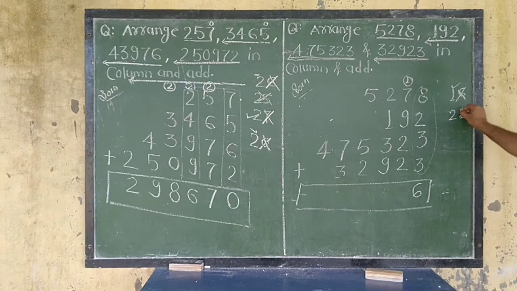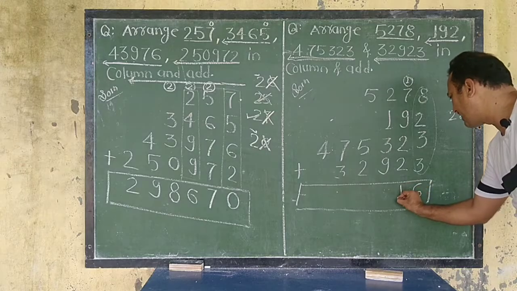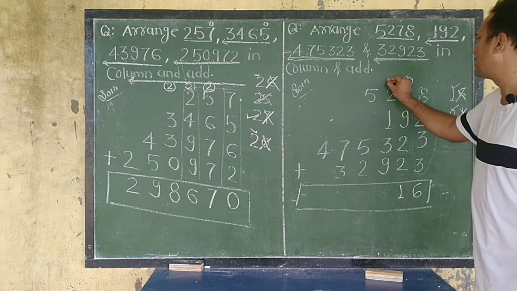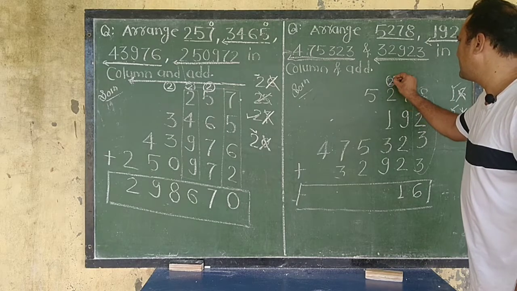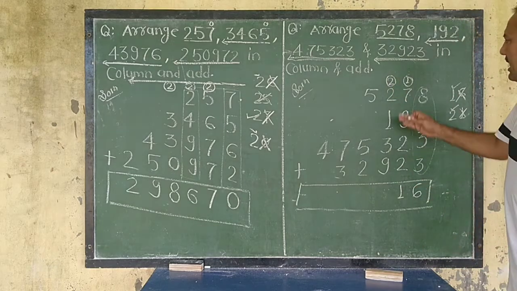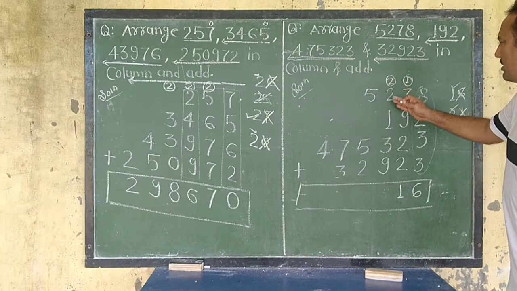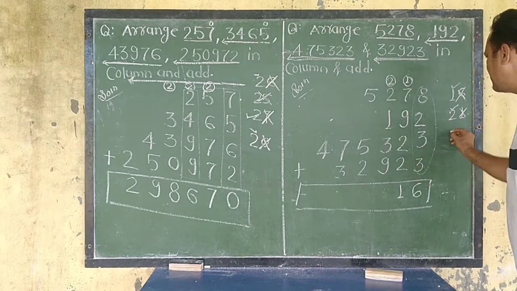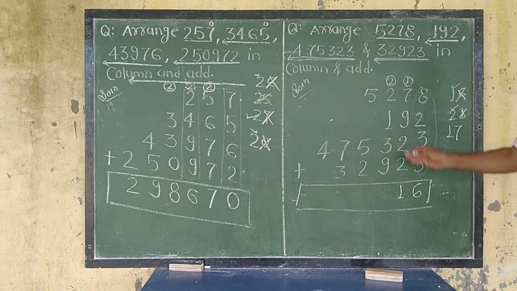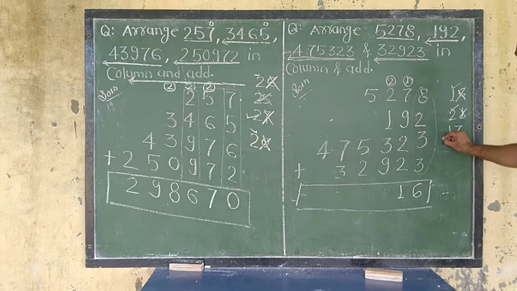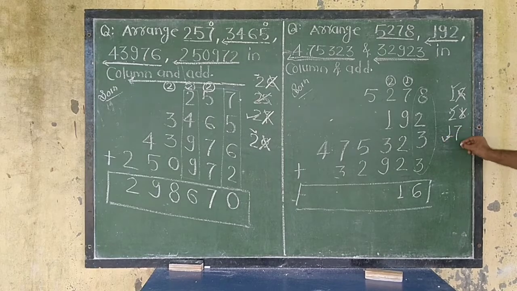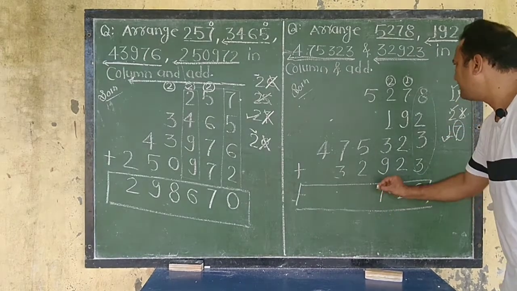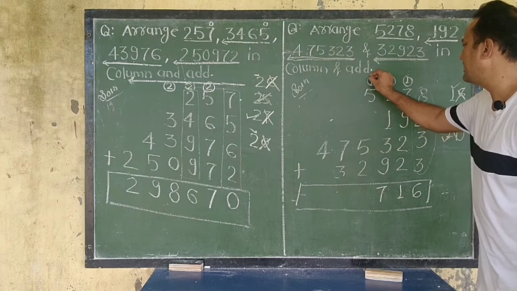Then always write only the ones digit here because we added all these numbers. What is the remaining? 2. Then carry and encircle the carry. Add the carry. 2 plus 2, 4, plus 1, 5. 5 plus 3, 8. 8 plus 9, 17. We add all these numbers. What sum do we get? 70. Then write the ones digit 7 here. Carry this 1 here and encircle the carry.